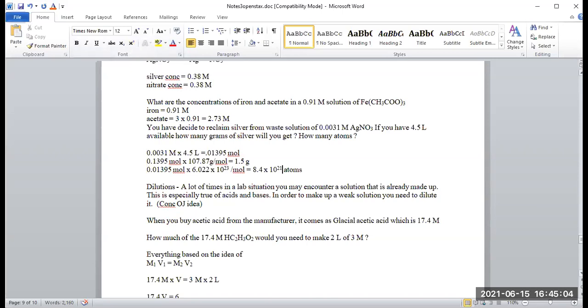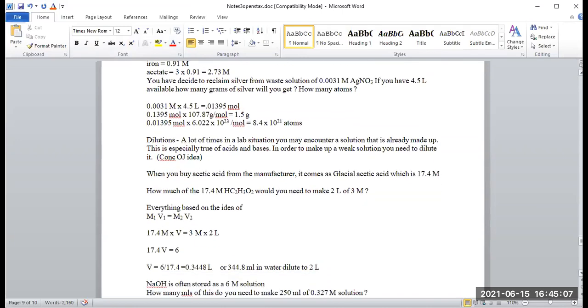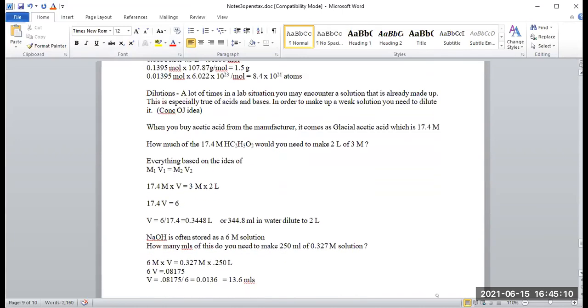A variation on this is dilutions. Some of the stuff we store in the back stock room, we don't store in its wimpy form. We store it in a more concentrated form and then make a dilution the week that we are going to do the lab. It's more space efficient. So if I buy glacial acetic acid, this is the concentrated stuff, from the manufacturer, it pours a little bit like pancake syrup. It's kind of thick and gooey in terms of its density.